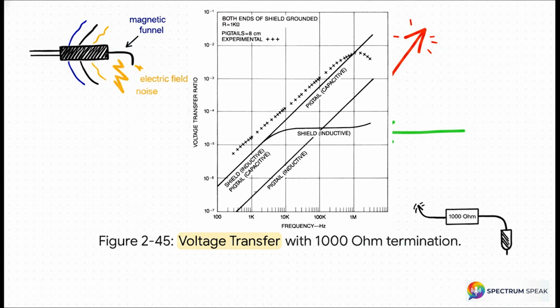That pigtail is no longer just a magnetic funnel. It's now acting as a highly efficient capacitive antenna, pulling raw electric field noise directly into our sensitive 1000 ohm circuit.